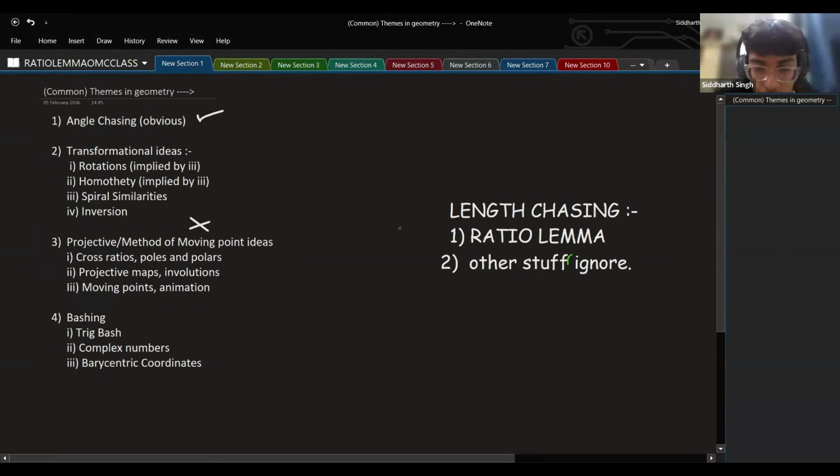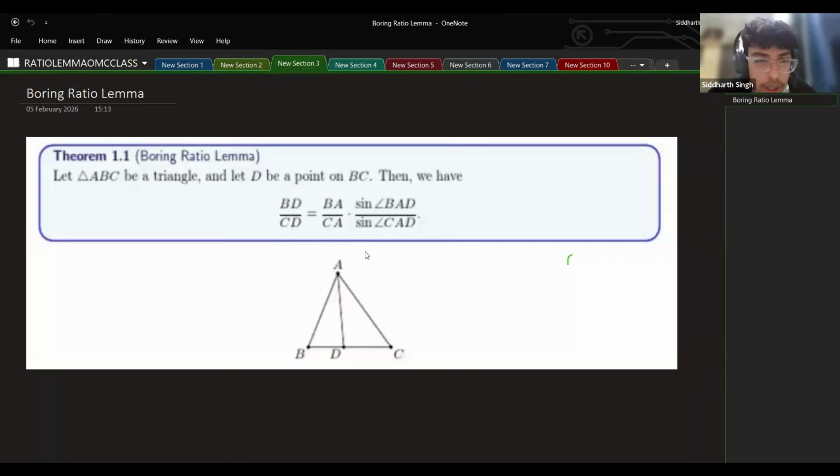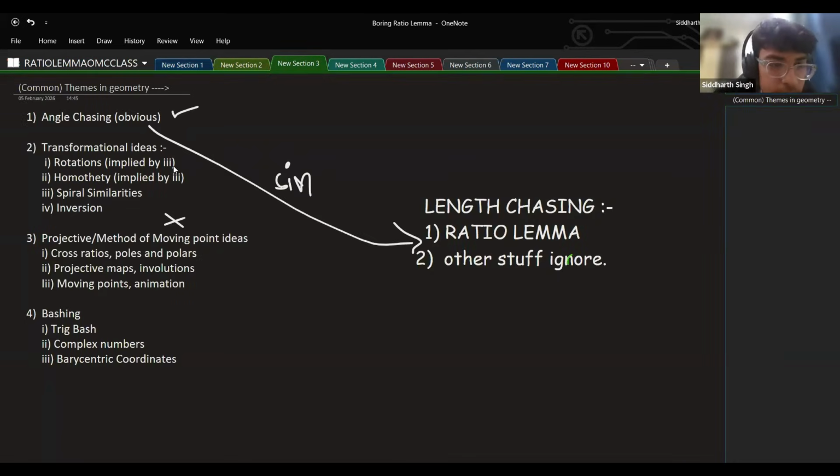Okay, so the point of ratio lemma is that we can convert a lot of these things into ratio lemma. Angle chasing we can convert to ratio lemma by just considering the sine of stuff. And we already know, and have already shown here, how sines can be related to the ratios, to a function of the ratio. Then we have transformational ideas. These two are the same thing.